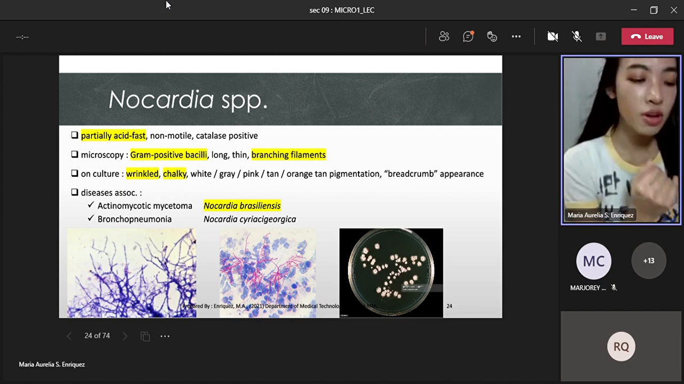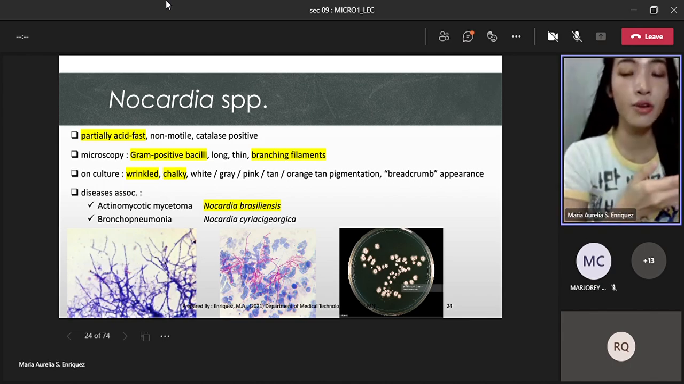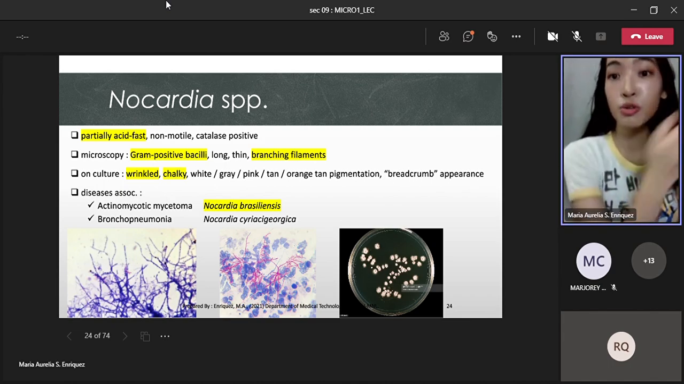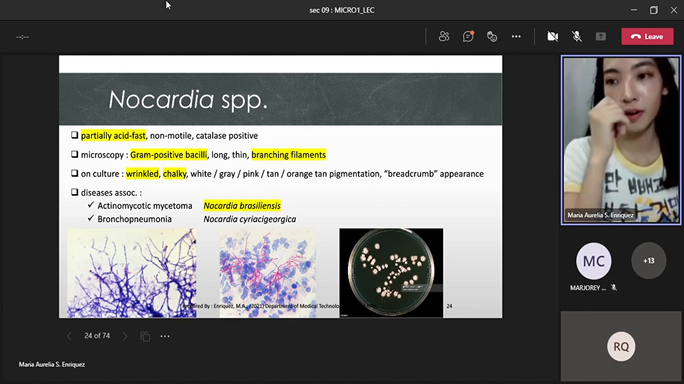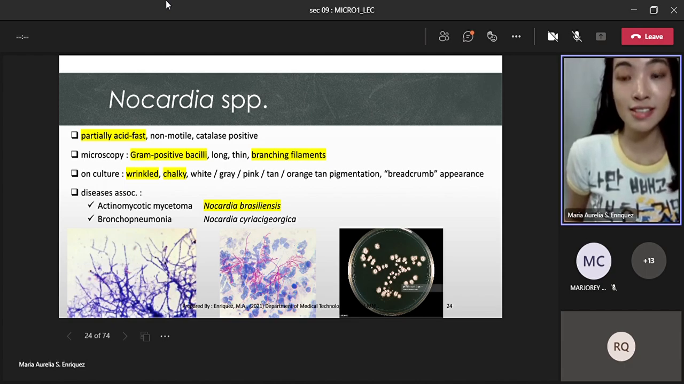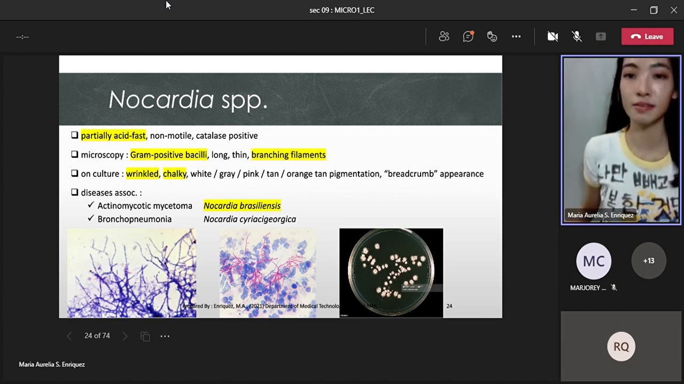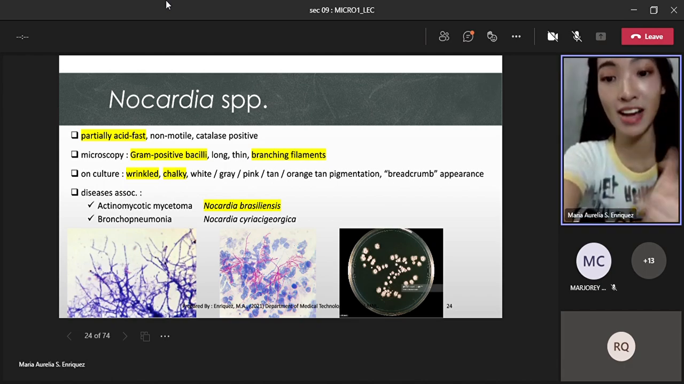So dito po, pumapasok yung modified acid-fast staining. Papalitan natin yung decolorizer, yung usual decolorizer with a weaker form of acid. Okay, so magpa-positive po for modified acid-fast staining ang Nocardia species. Okay, so maliban sa gram-positive siya, partially acid-fast din siya.